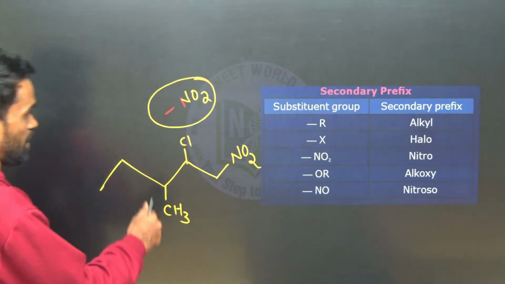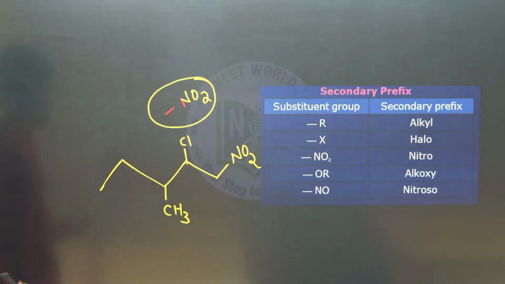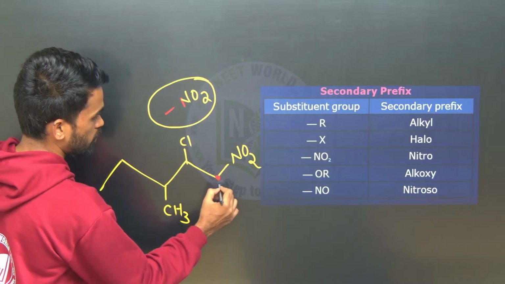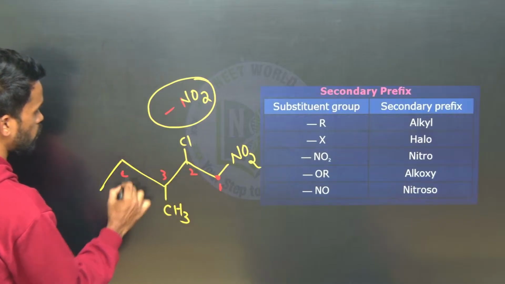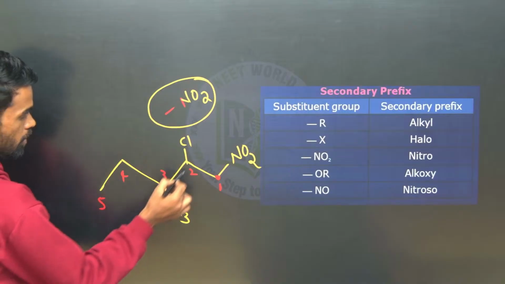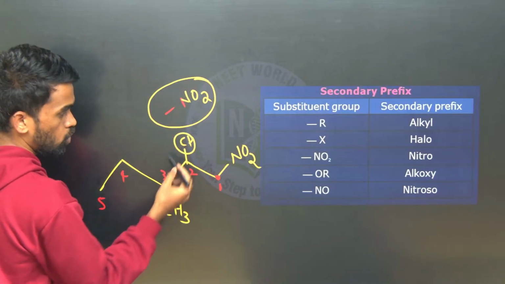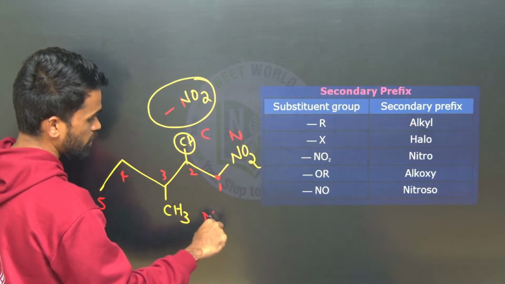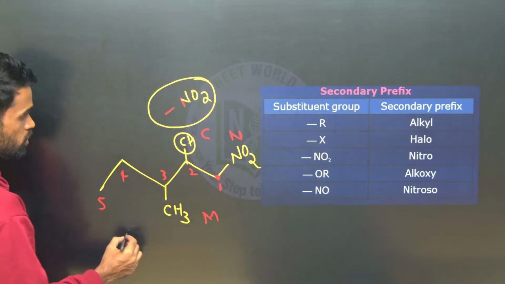So tell me this, what is the name of this compound? From where I should start? This is a carbon now. Start from here. 1, 2, 3, 4, 5. So tell me. See, 2 chloro. Chloro, like alphabet is C. Nitro, N. Methyl, M. Which comes first? C. So it means 2 chloro.